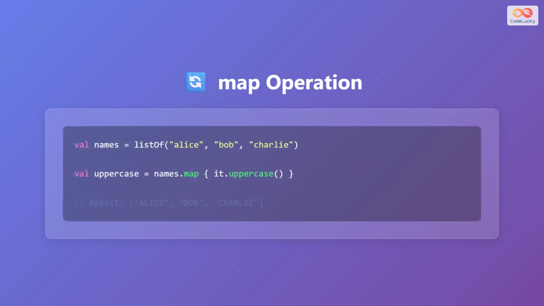The map operation transforms each element in a collection. In this example, you have a list of names in lowercase: alice, bob, and charlie. By calling map with a lambda that converts each name to uppercase, you get a new list where all names are capitalized. The result is ALICE, BOB, and CHARLIE. Map applies the same transformation to every element.